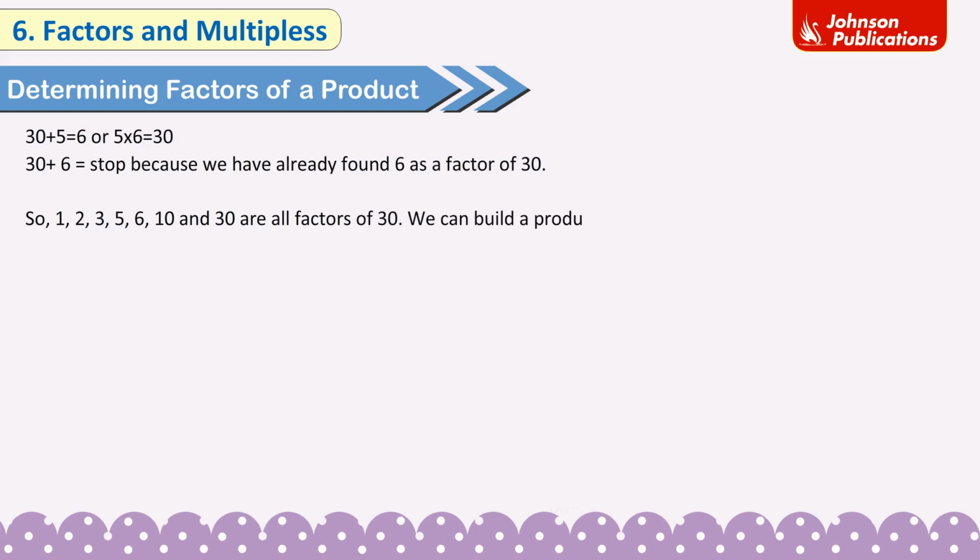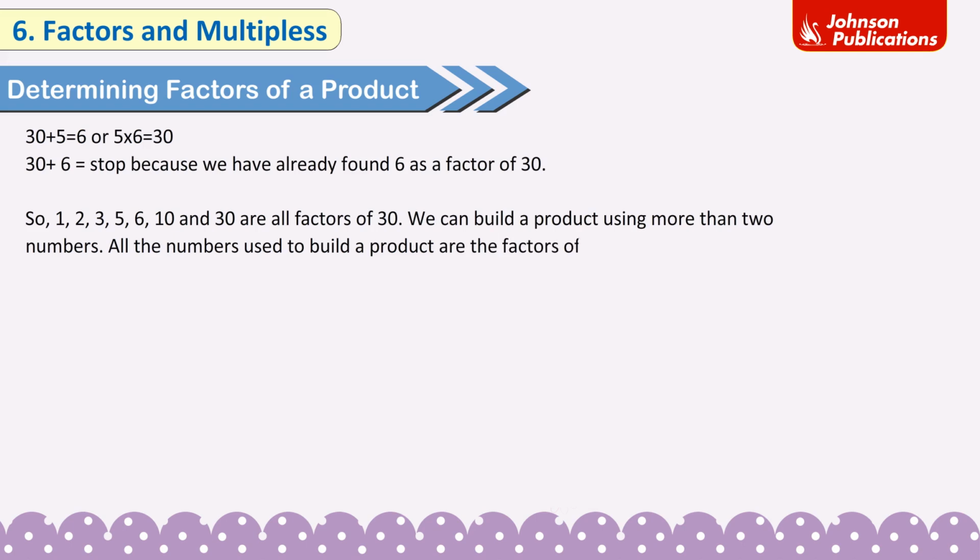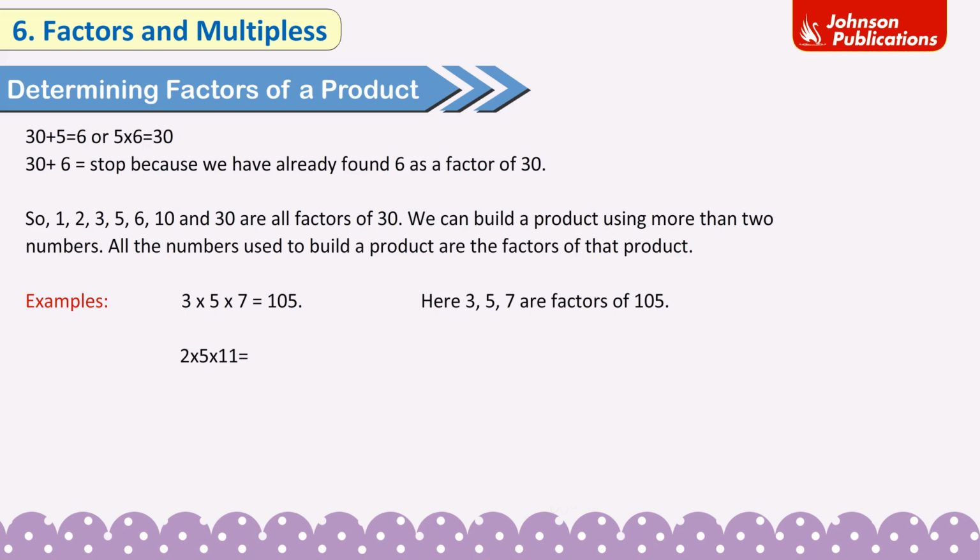We can build a product using more than 2 numbers. All the numbers used to build a product are the factors of that product. Examples: 3 multiplied by 5 multiplied by 7 is equal to 105. Here, 3, 5, 7 are factors of 105. 2 multiplied by 5 multiplied by 11 is equal to 110. Here, 2, 5, 11 are factors of 110.